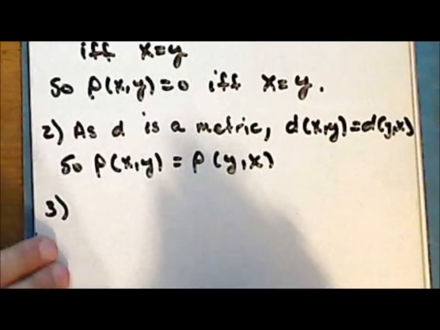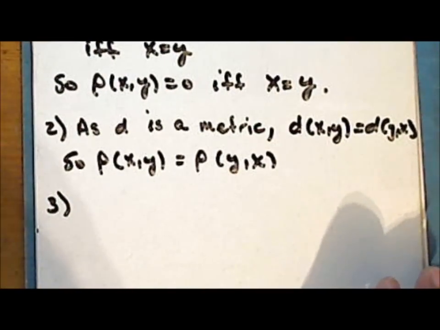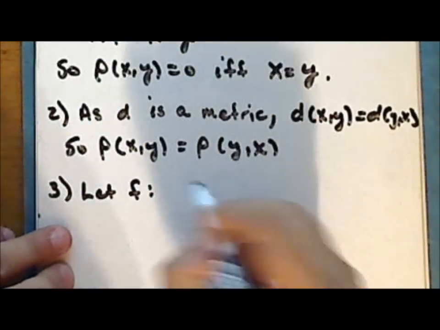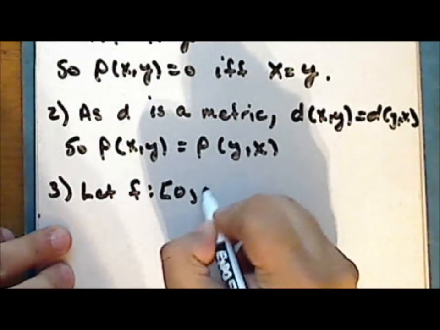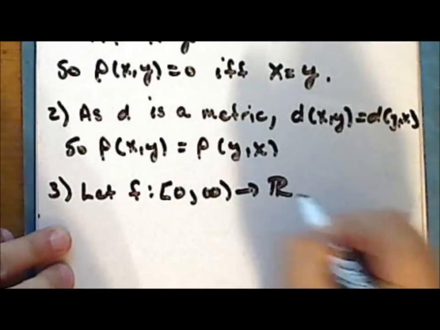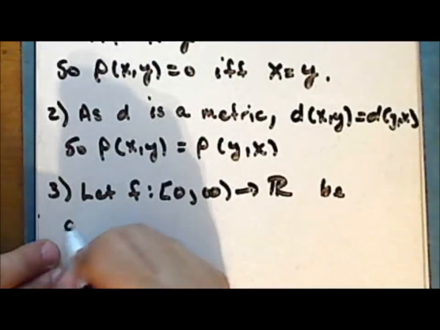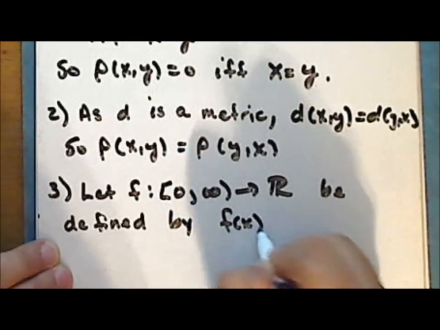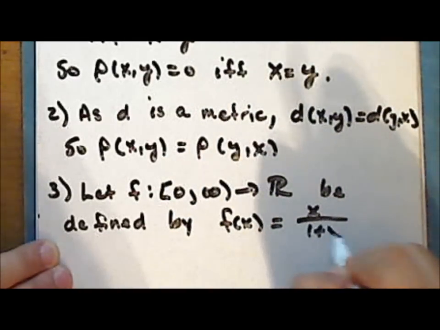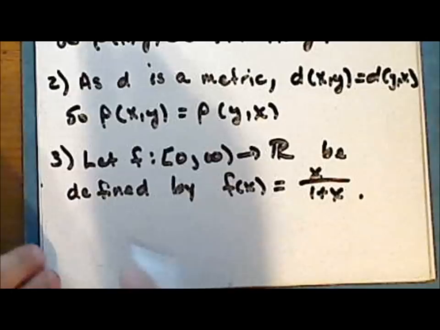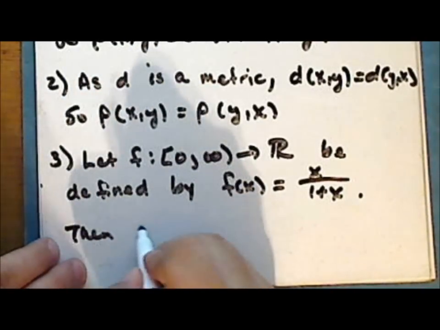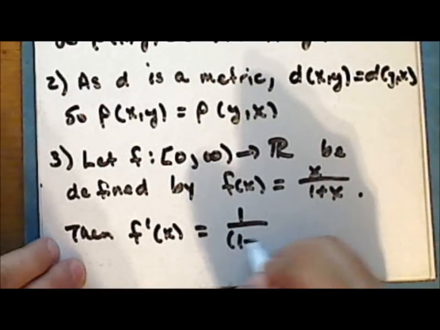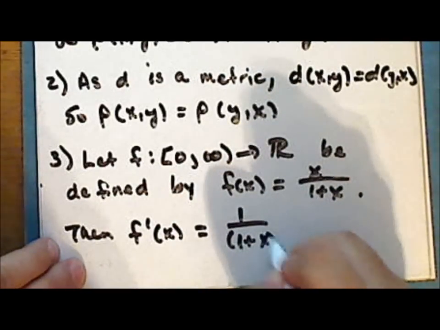All right, so now we need to show that the triangle inequality holds, and to do this we're going to use a little calculus. Let the function f be a map from non-negative real numbers into the reals, and let this be defined by f of x is equal to x over 1 plus x. Then the derivative is 1 over the quantity 1 plus x, squared.